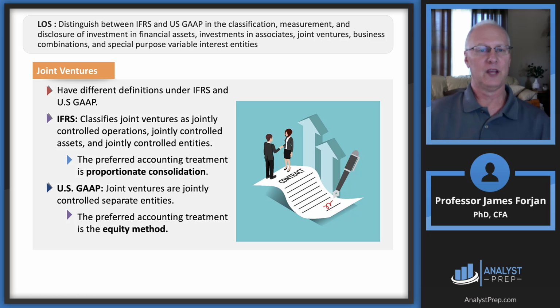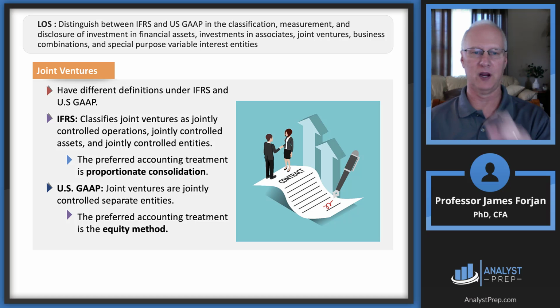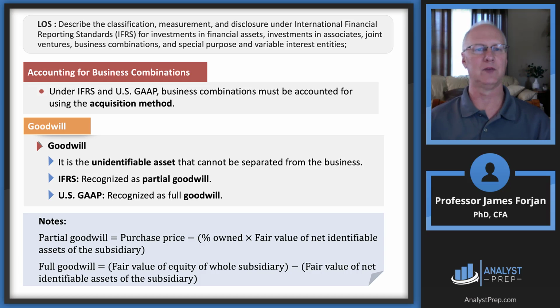The two organizations have different definitions of joint ventures. IFRS classifies joint ventures as, you ready for this? Jointly controlled operations, jointly controlled assets, and jointly controlled entities. So we've got to do consolidation here. Of course, it's proportionate. Under US GAAP, joint ventures are jointly controlled separate entities. And so you use the equity method there. So that key difference there is in US GAAP, separate entities.